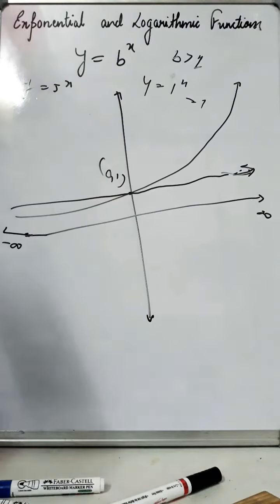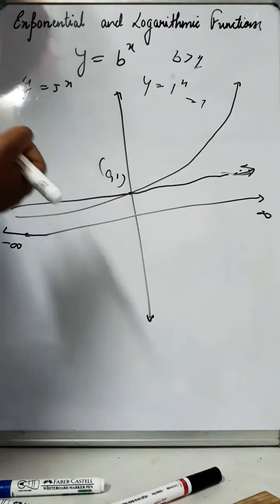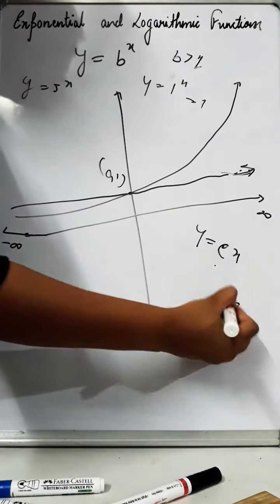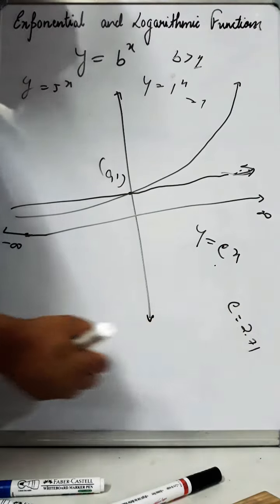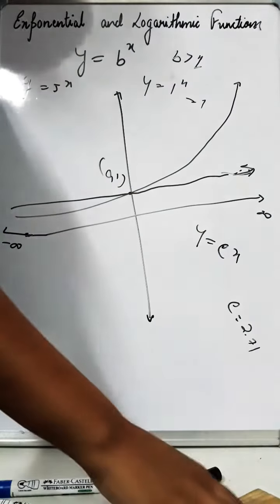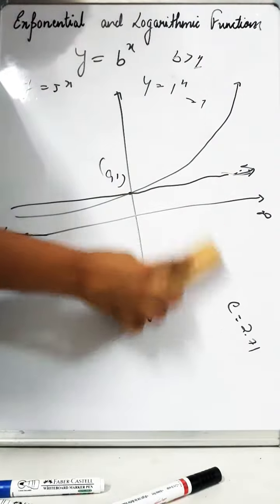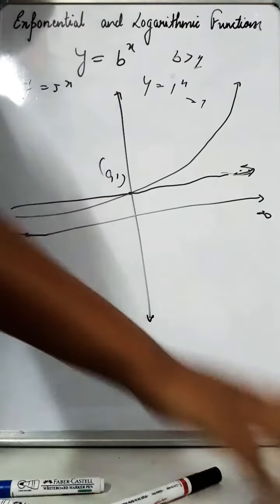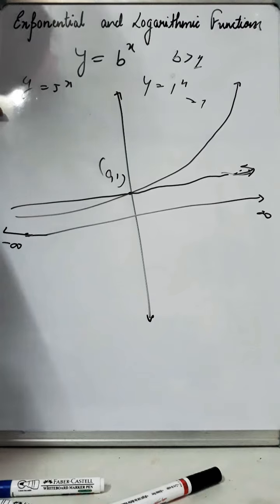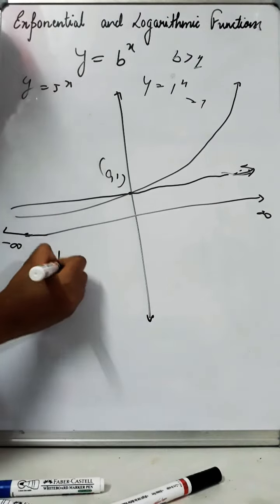Now you know a very familiar exponential function, which is your y is equal to e to the power x, where e is what? Something like 2.71, right? So this is something you are very familiar with. This is a kind of exponential function. Okay, so there are a few properties of an exponential function. First of all, we will discuss the domain.